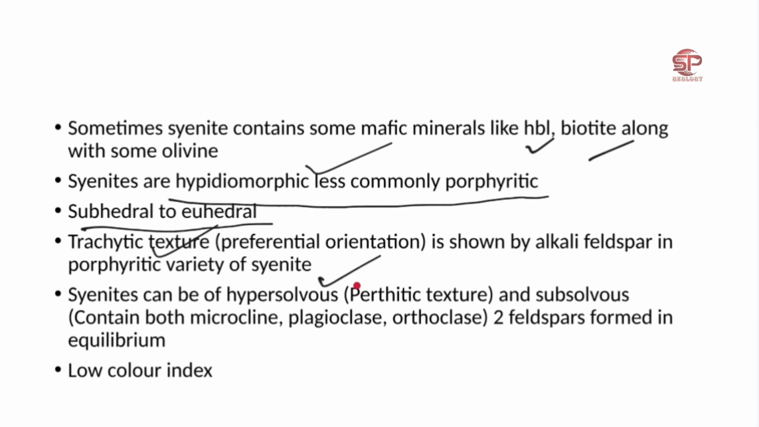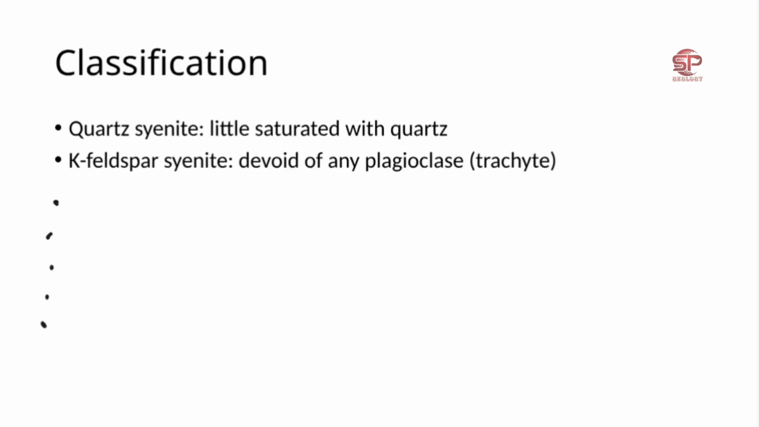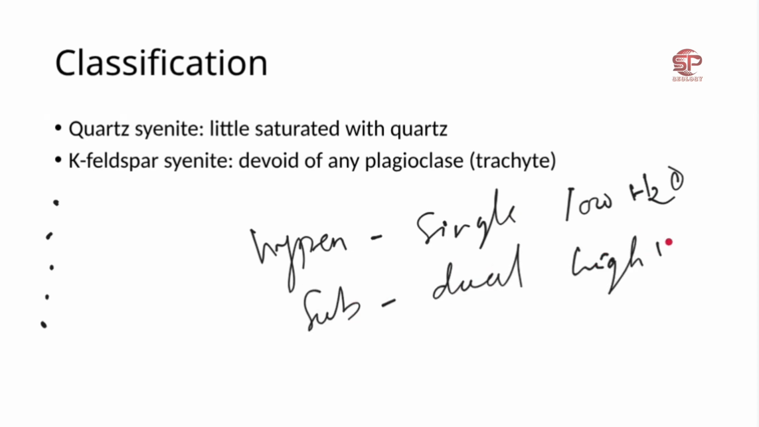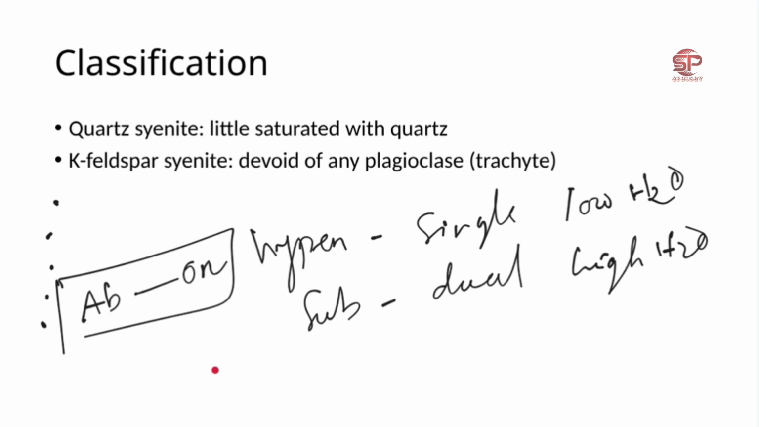Syenite can be hypersolvus and subsolvus. Tell me what is hypersolvus and subsolvus. Basically, hypersolvus is single feldspar and low H2O pressure, and subsolvus is dual feldspar and high H2O pressure. You already know the albite-orthoclase system, how in limited solid solution single feldspar and dual feldspar form.